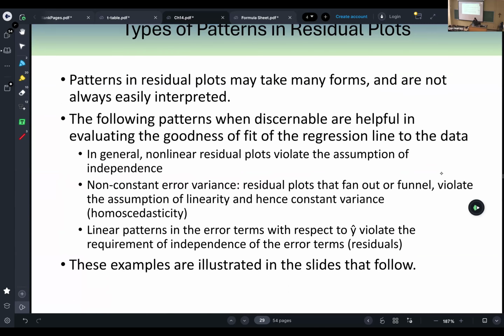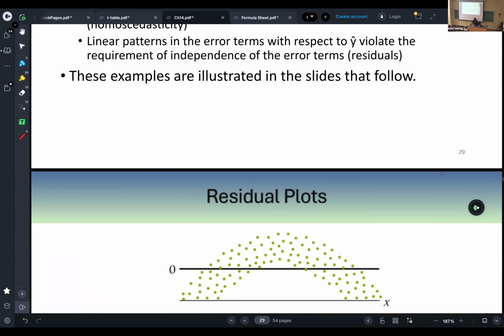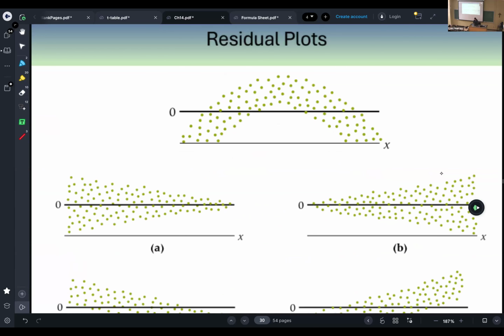So patterns in residual plots can take on many forms. We don't want a pattern though. We want to see no structure at all. And we want it to show across. So I'm just going to show you some of these plots across here. This plot here, that is not good.